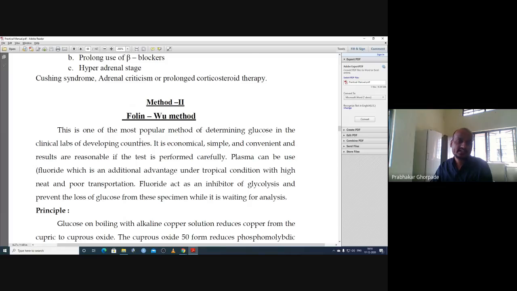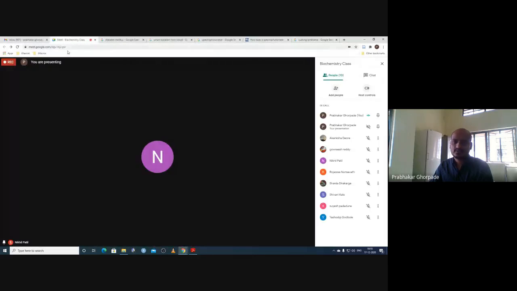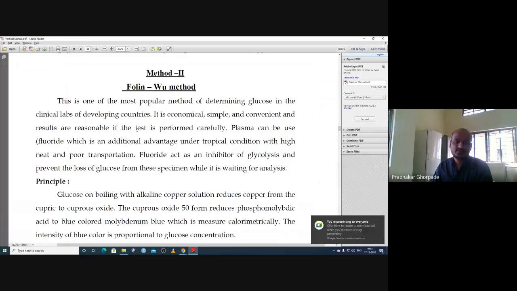The next method is the Folin Wu method. This is a conventional method, and it is one of the most popular methods for determining glucose in the clinical lab, especially in laboratories of developing countries. If you want to determine glucose concentration in a clinical laboratory in developing countries, the Folin Wu tube method can be used.